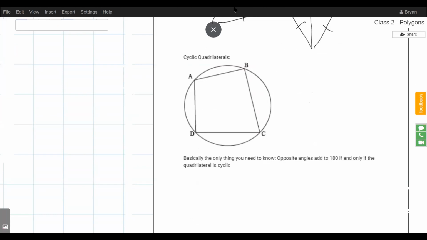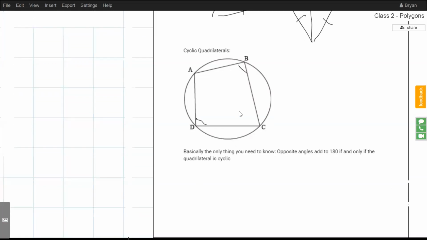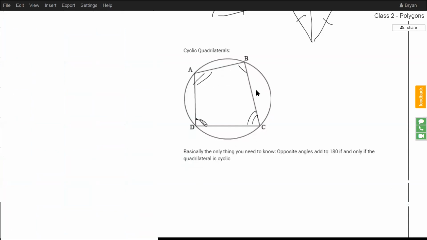Okay, I think the one special quality about cyclic quadrilaterals that helps you identify them and use them is that their opposite angles, for example B and D, and A and C, when you add them together, are equal to 180 degrees. And we can actually tell this with the inscribed angle theorem.